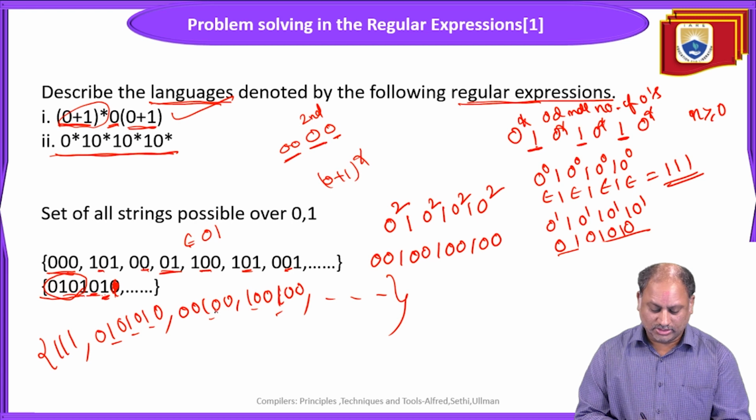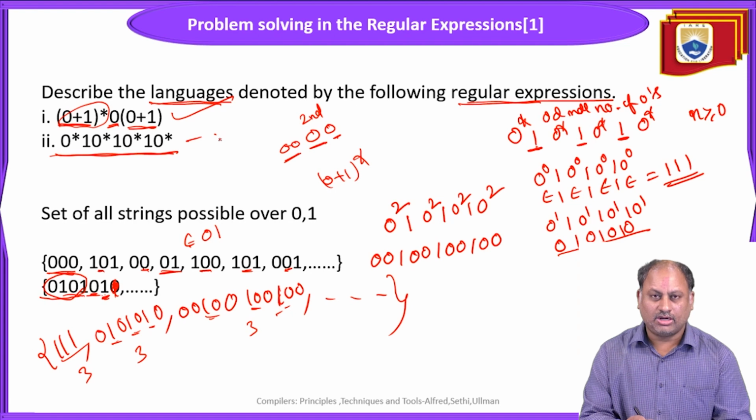001, 001, 001, 001, 00. So the number of ones is 3 here. Here also the number of ones is 3. So only the odd number of ones are not allowed here; only 3 ones are allowed.